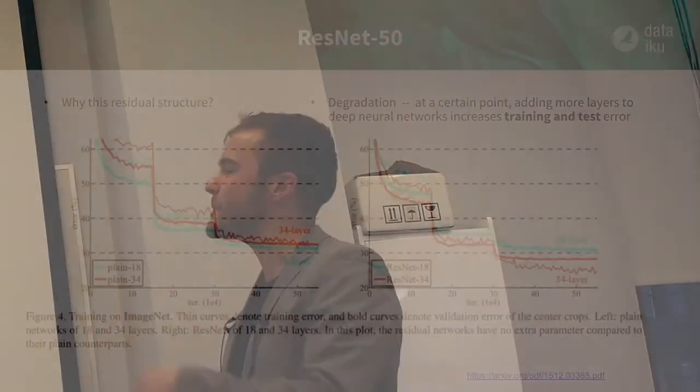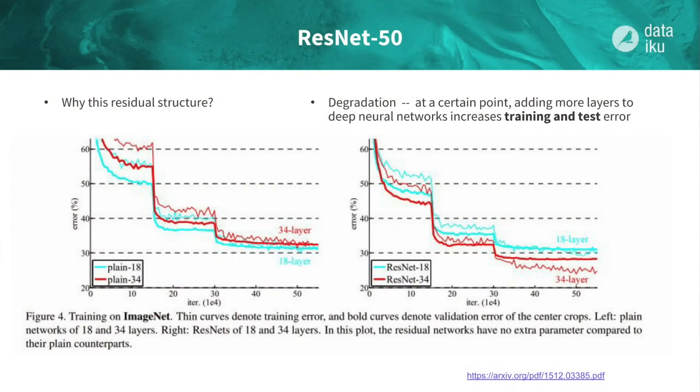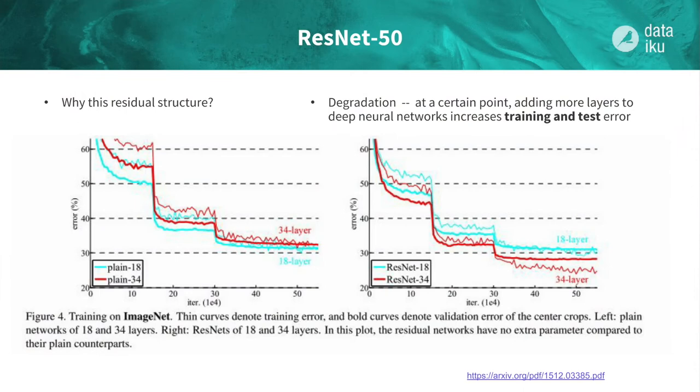So why did they choose this residual structure? On the left, we have a non-residual structure. So this is just a typical feed-forward convolutional neural network where one layer passes into another, right? So no feeding back, no Steph Curry assist going on the left. And it's hard to notice, but the red line is a deeper neural network, and the blue line is a shallower neural network.